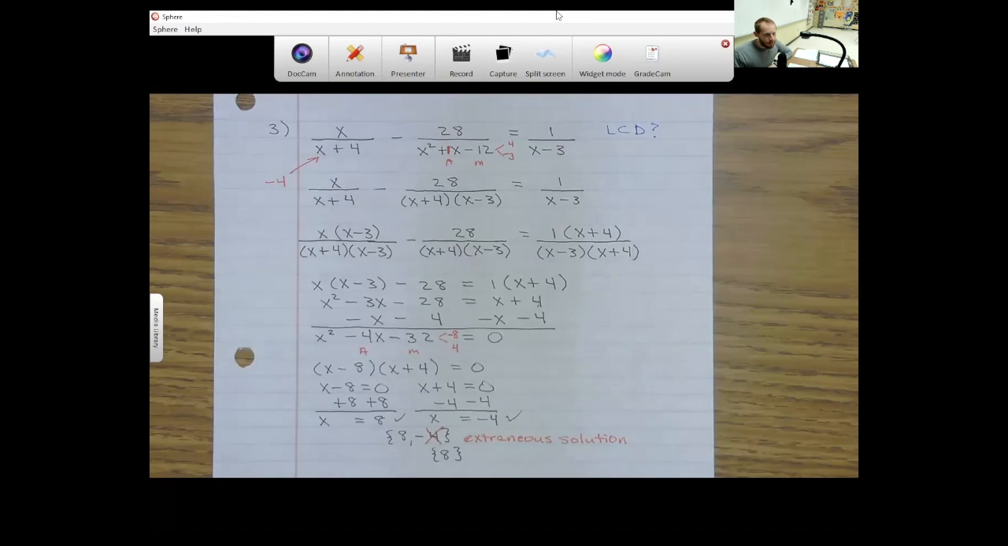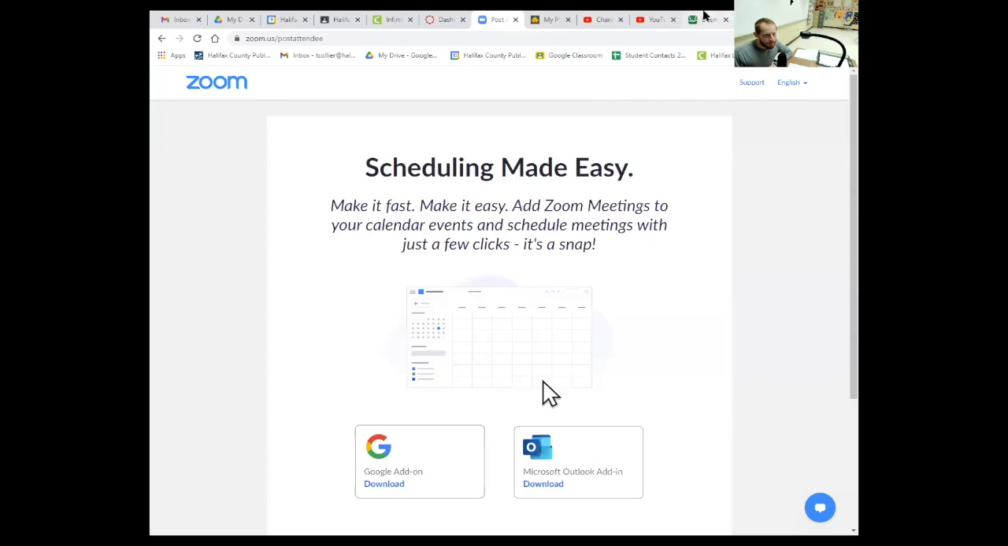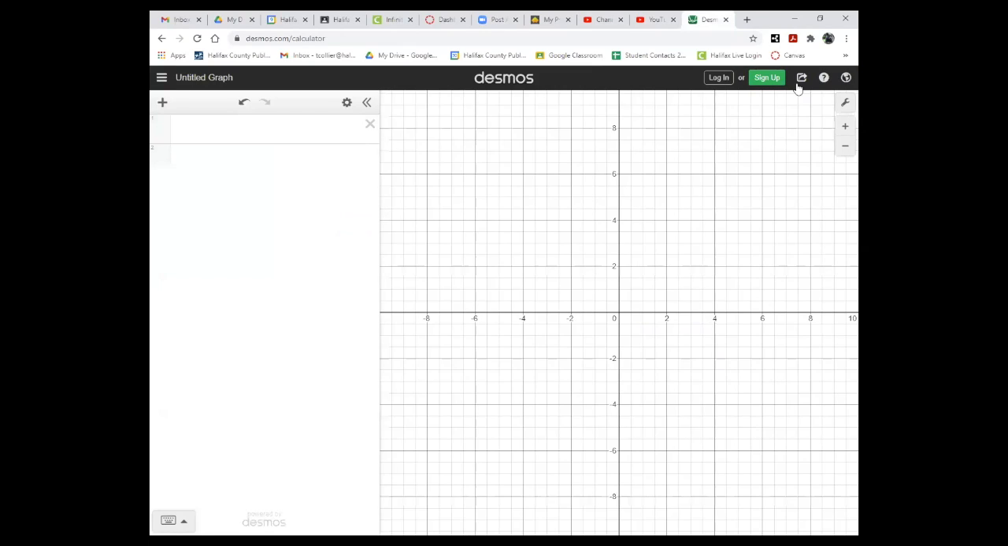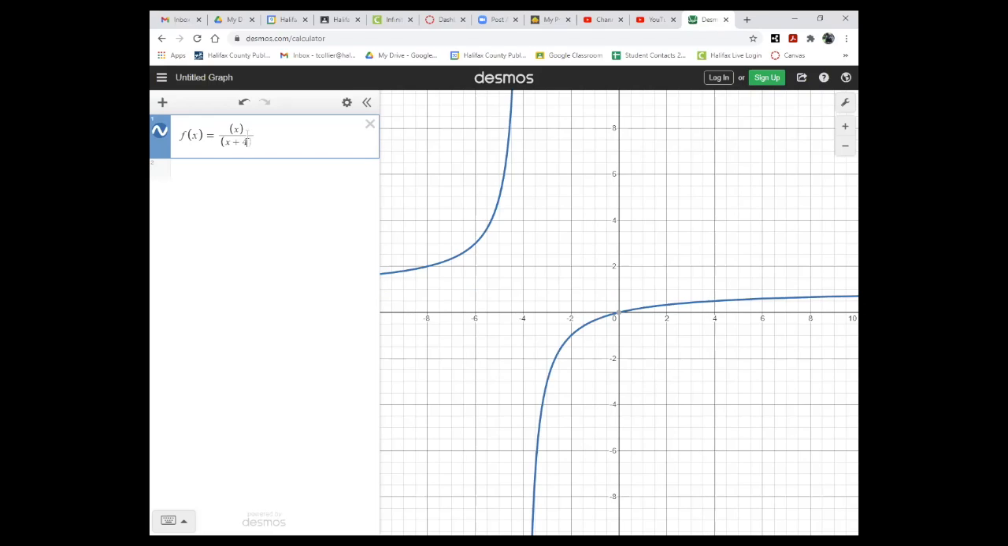All right. So I'm going to go ahead and share my Desmos graph. And what I'm going to do is graph both sides of the equation. If you can't see my Desmos graph, somebody send me a chat, but I'm just going to go ahead and graph both sides. So let's let the left side of the equation be f of x. So I'm going to have f of x is x over x plus 4, and then I'm going to be subtracting 28 over x squared plus x minus 12.